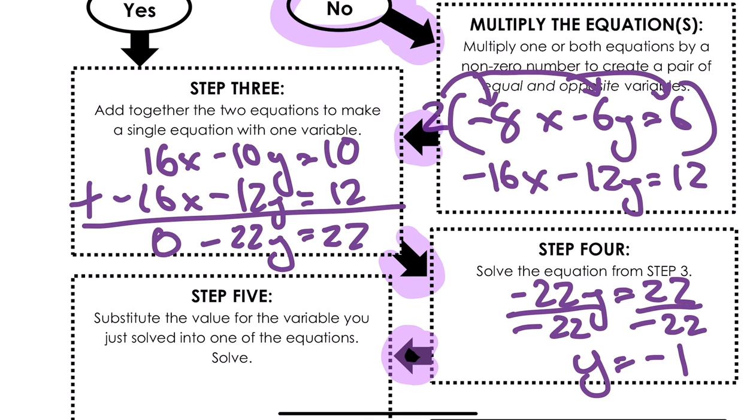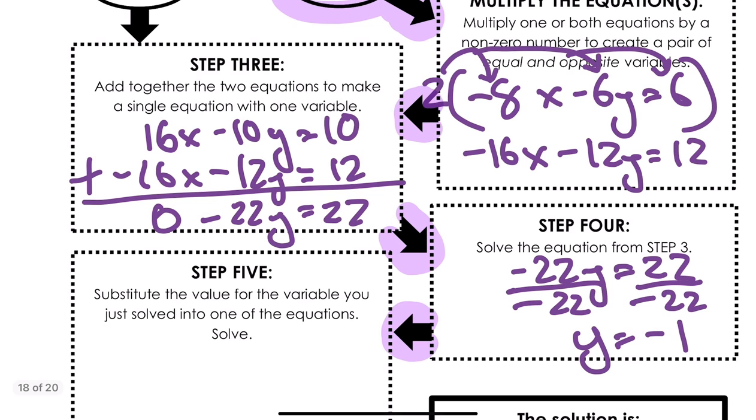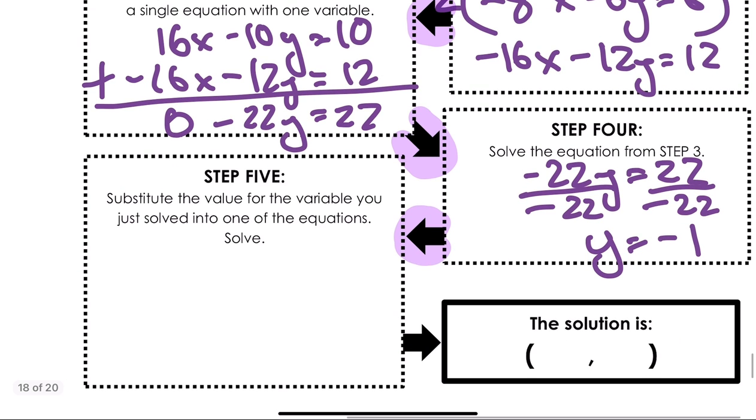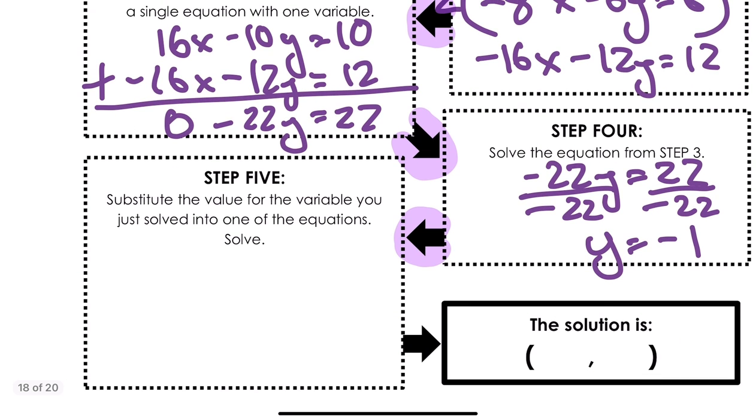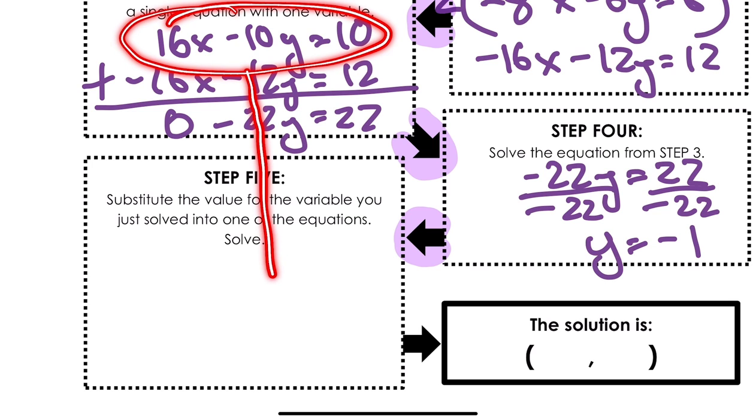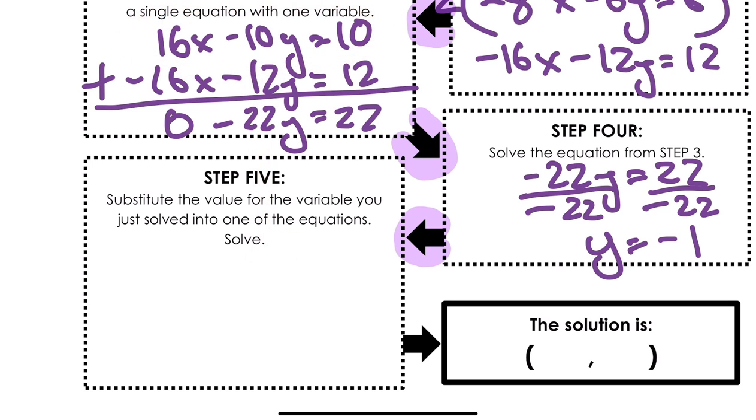That's going to take us to our last step, which is step 5. And that says substitute the value for the variable you just solved into one of the equations, and then solve it. So we are going to need to choose one of these to plug our y into. Just like we did with substitution, this was also our last step. I'm going to choose this top one because it looks easier. It doesn't have as many negatives. It doesn't matter which one you choose, just as long as you solve it with the correct letter.